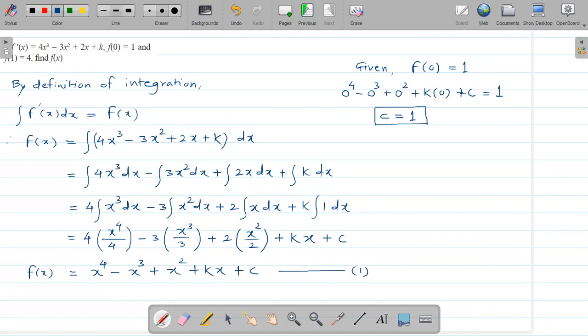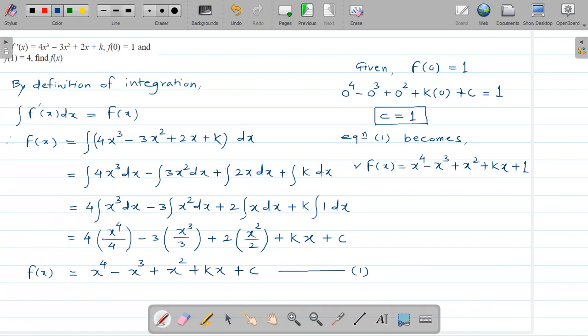Now if you rewrite equation number 1, after the calculation of c, equation number 1 becomes f of x is equal to x raised to 4 minus x cube plus x square plus kx plus 1. Okay, so now we get this f of x. But another condition is also given, that is f of 1 is equal to 4, by which you will get the value of k.